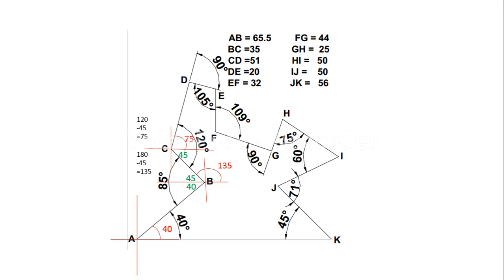So I am representing the final angle made by the line in red color, so as to avoid confusion. Okay, this is the final angle A, angle B, angle C. Okay, now let's move to the point D.